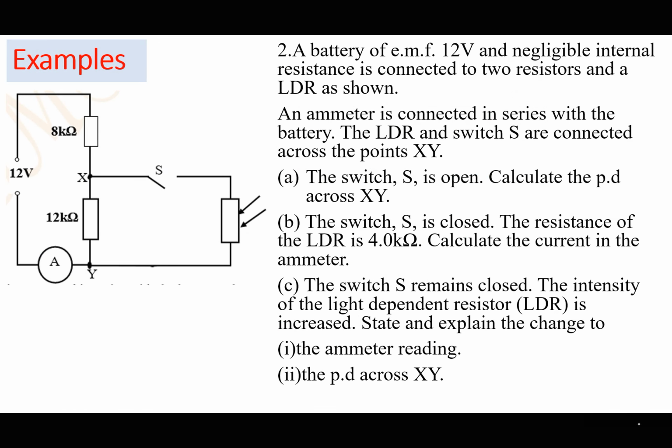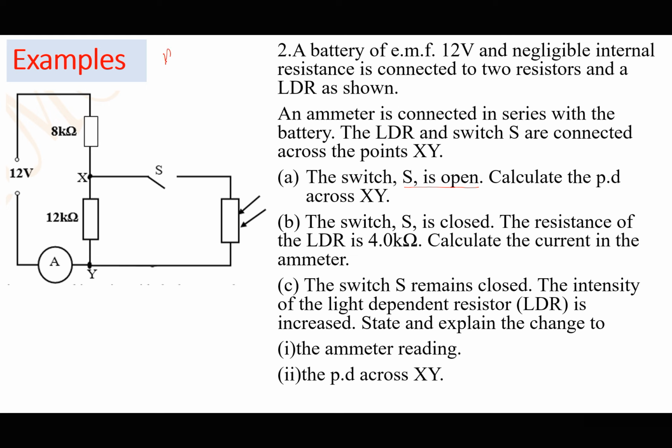Example 2. A battery of EMF 12 volts and negligible internal resistance is connected to two resistors and an LDR as shown. An ammeter is connected in series with the battery. The LDR and the switch S are connected across the points XY. The switch S is open. So S is open, calculate the PD across XY. Of course, if the switch S is open, the LDR is out of circuit. And that makes this very easy.